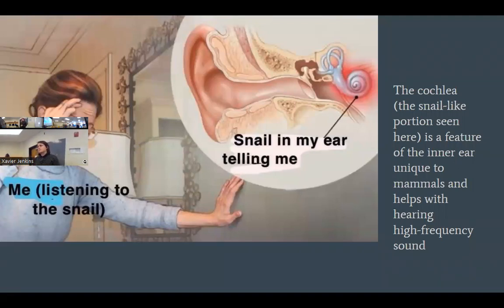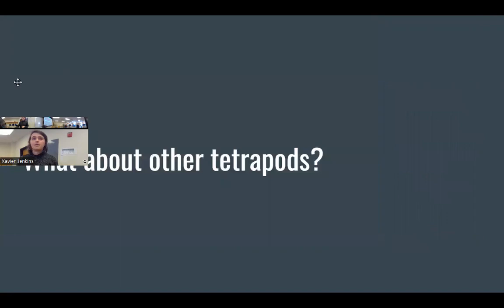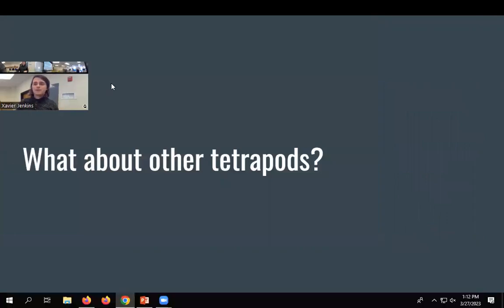Whereas reptiles, except for birds, and a lot of primitive tetrapods like fish and amphibians, they can hear low vibration stuff, like very deep noises, but high frequency sounds are harder to interpret. And mammals have a cochlea that can interpret that. But what about other tetrapods? That was mammal hearing.